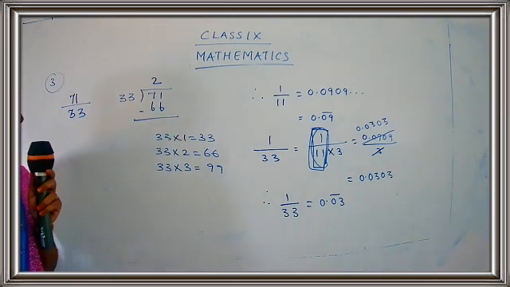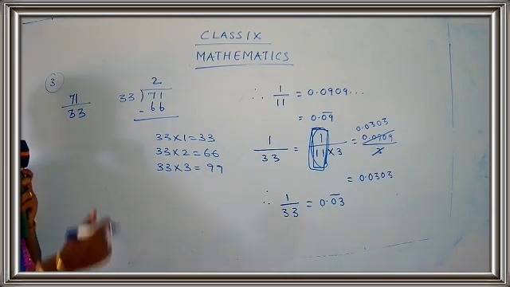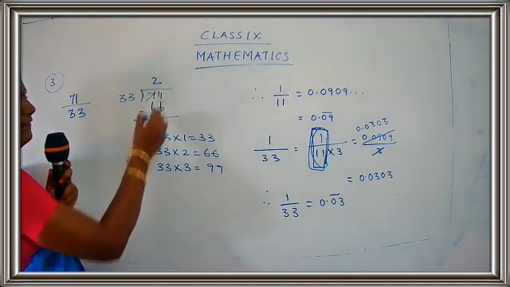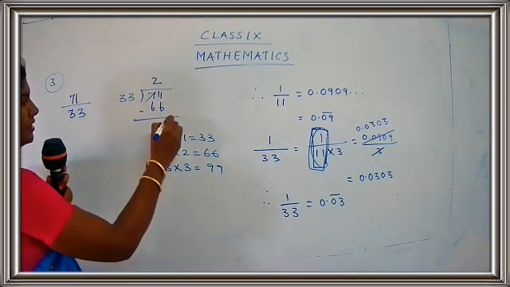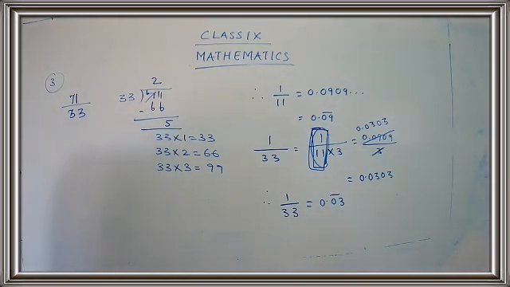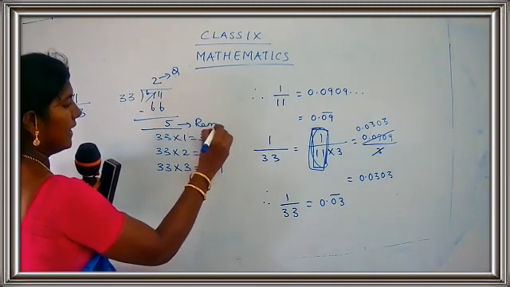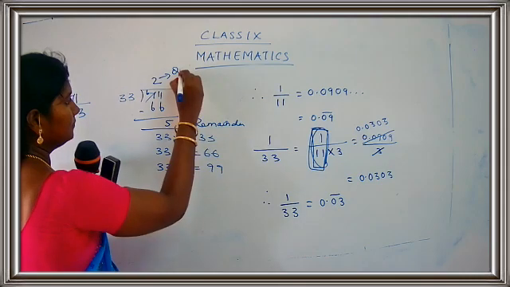71 minus 66. A mental calculation. From 71, if you remove 66, how much is left? 5. Okay, let's go for borrowing over here. 11 minus 6 is 5. 6 minus 6 is 0. So what is left here? 2 in the quotient. This is the quotient part and this is the remainder part.